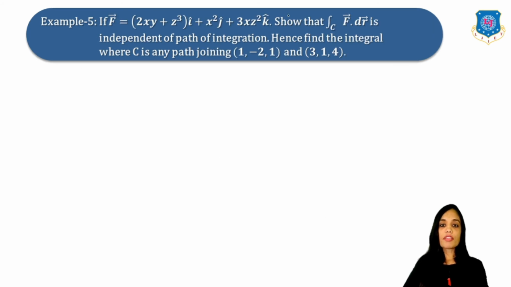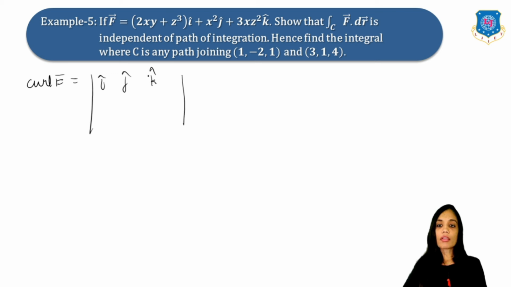So if f bar is this, we have to show that it is independent of path, and hence we have to find the line integral where C is a path joining (1, −2, 1) and (3, 1, 4). Firstly, in order to show that this line integral is path independent, we will find curl of f bar. So the formula is i, j, k, del by del x, del by del y, del by del z, f1, f2, f3. Just put the values of f1, f2, f3.